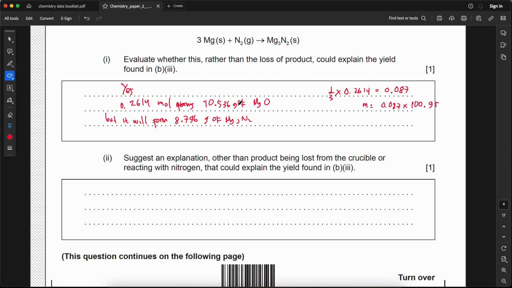That's why it's yes. Suggest an explanation other than product being lost from the crucible or reacting with nitrogen that could explain the yield found in B3. So the magnesium was partially oxidized, or the reaction is incomplete. Okay.